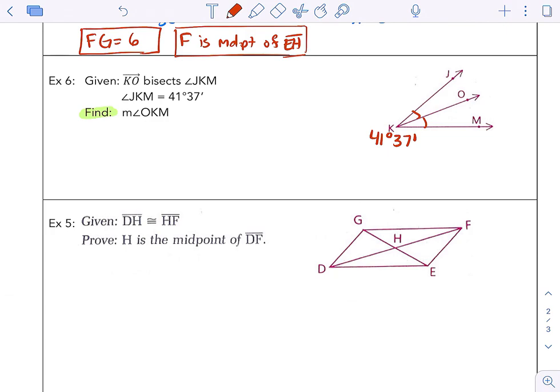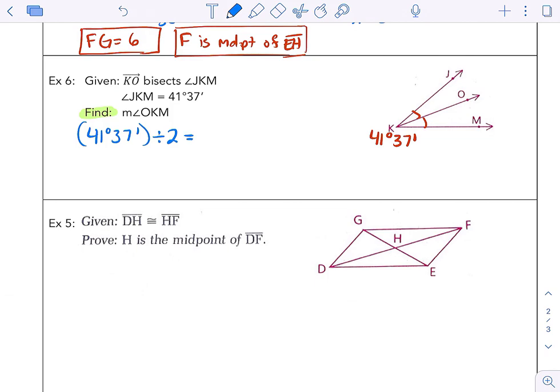So if this is bisected, it means those 2 angles inside have equal measure, and that means they have to add up to 41 degrees and 37 minutes, which hopefully will help us to get to the realization that if I took the total angle measurement for JKM and divided it equally in half, that would be the measurement of each of these two parts and specifically OKM that we're looking for. So let's go ahead and do that. We have 41 degrees, 37 minutes. I want to divide it by 2. Specifically, we could take the degree section and the minutes, and we want to cut both of those in half. So let's see what happens.